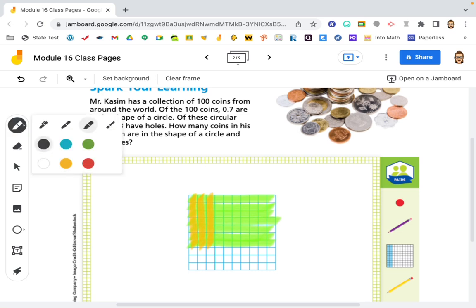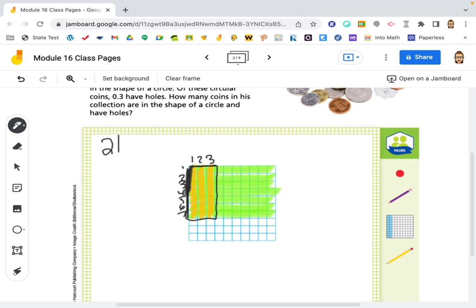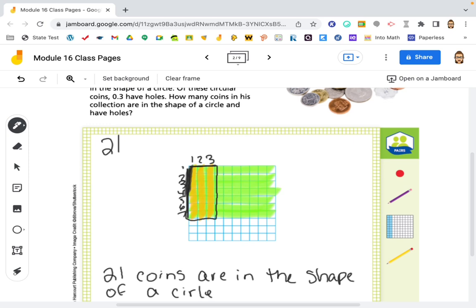So then we're going to just look at this rectangle and how many there are. So there are 3 columns in 7 rows. So 7 times 3 is 21. So 21 coins are in the shape of a circle and have holes.